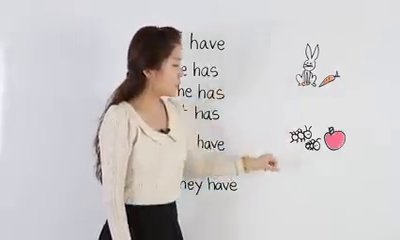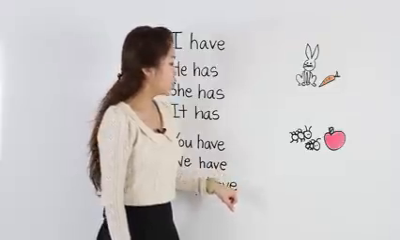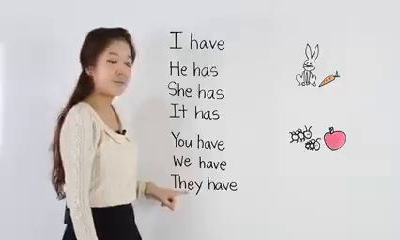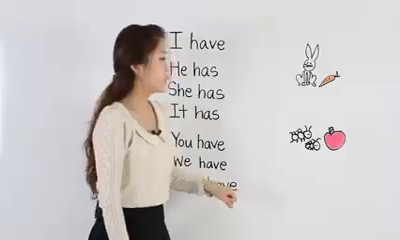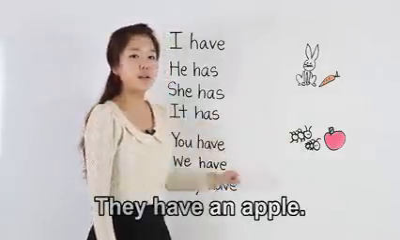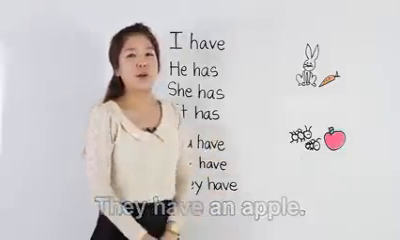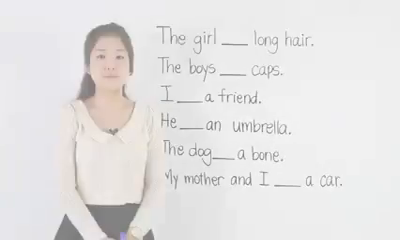Now, in this picture, we have two ants. Okay? So, for two things, we have to use they. Okay? So, here are two ants and an apple. So, we are going to say they have an apple. They have an apple. Okay, let's move on to some more practice.